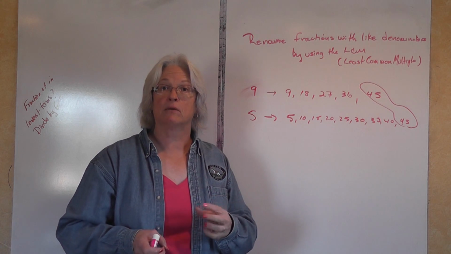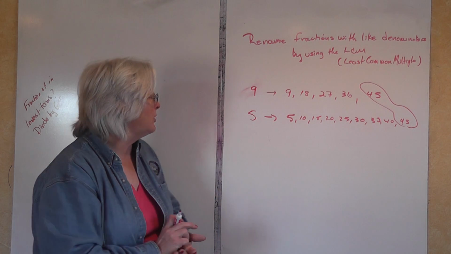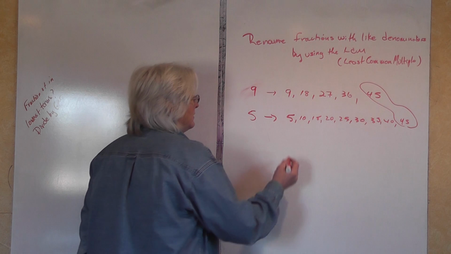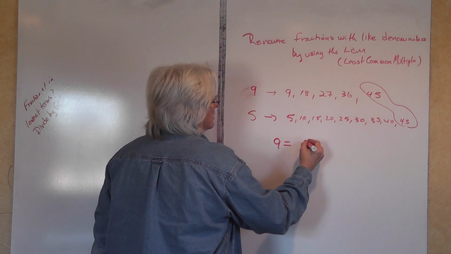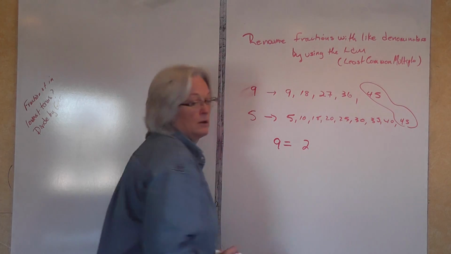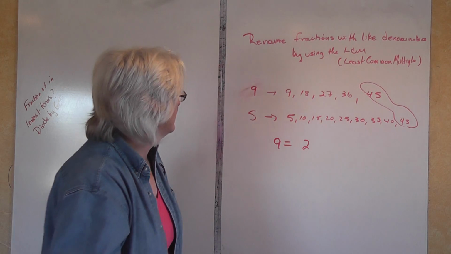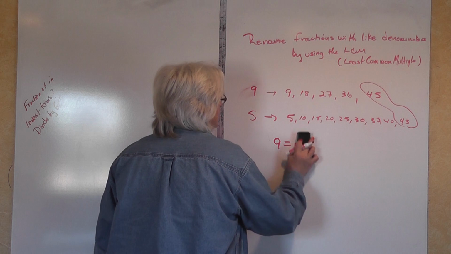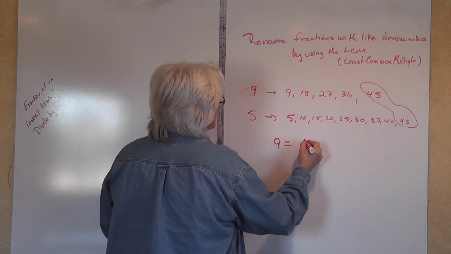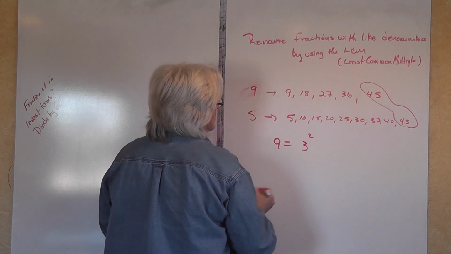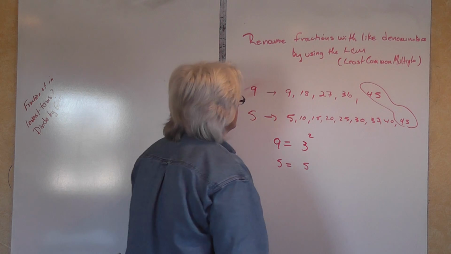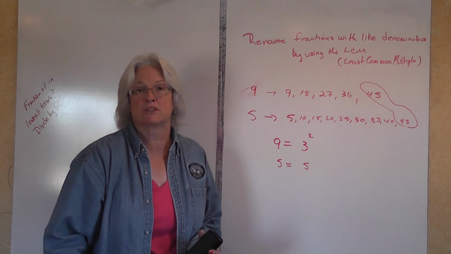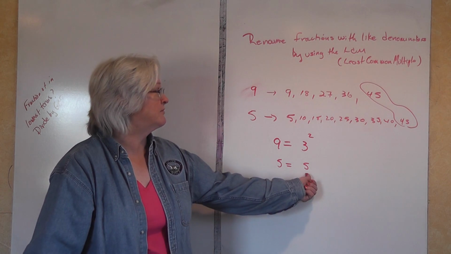How do you find out what a least common multiple is? Well, as my other video showed, you take the prime factorization of each number. 9 is 3 used as a factor twice. 5 is prime in itself, so its prime factorization is simply 5.